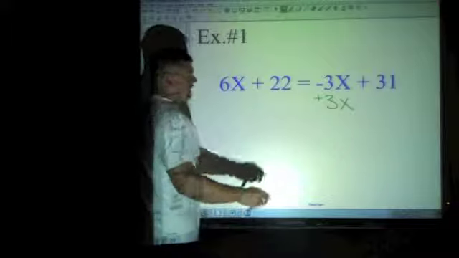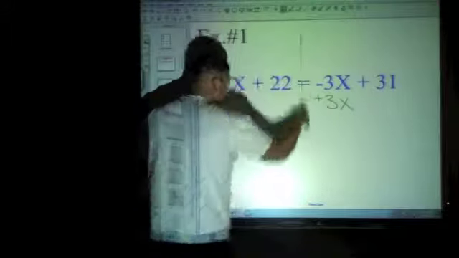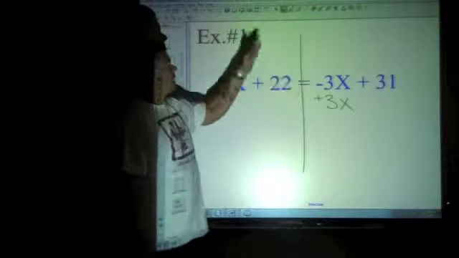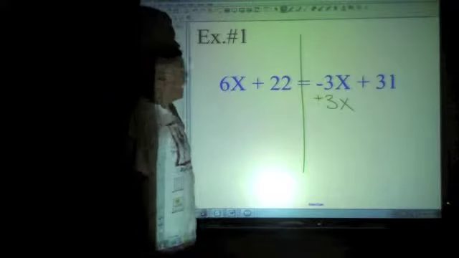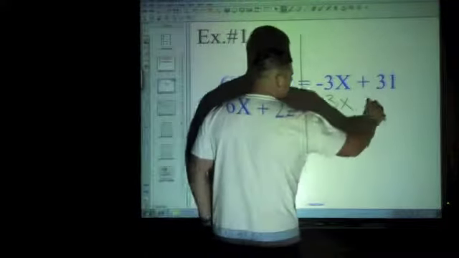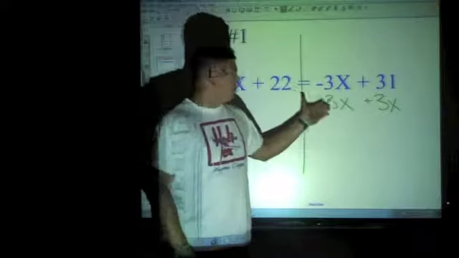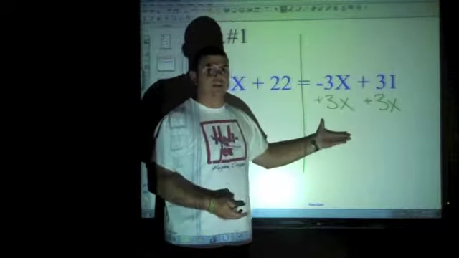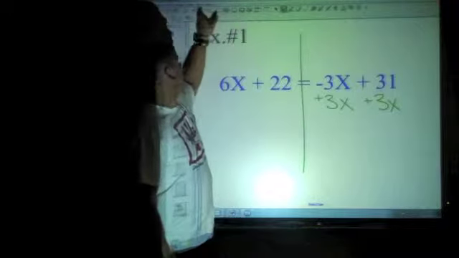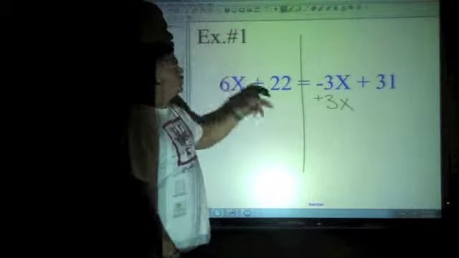But the rule clearly states that whatever I do to one side of the equal sign, I must do to the other side of the equal sign. I get this all the time. I get people that put plus 3x right here, and that does them no good. Both the 3x's are on the same side of the equal sign, so you must be careful about that. What you do to one side, you must do to the other.